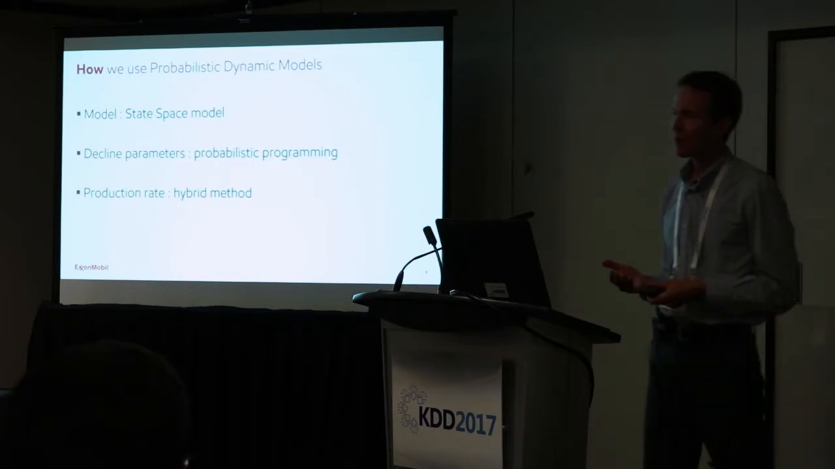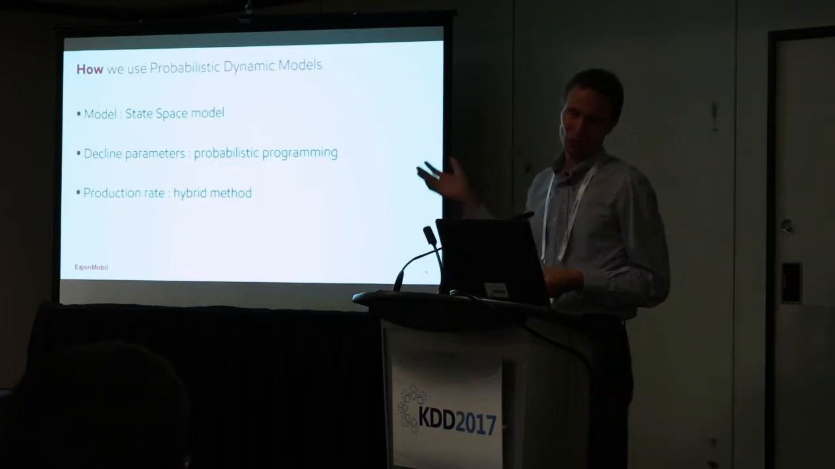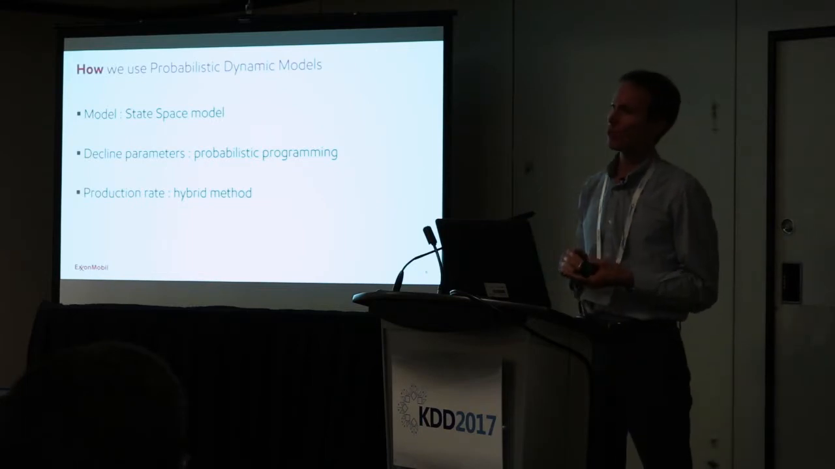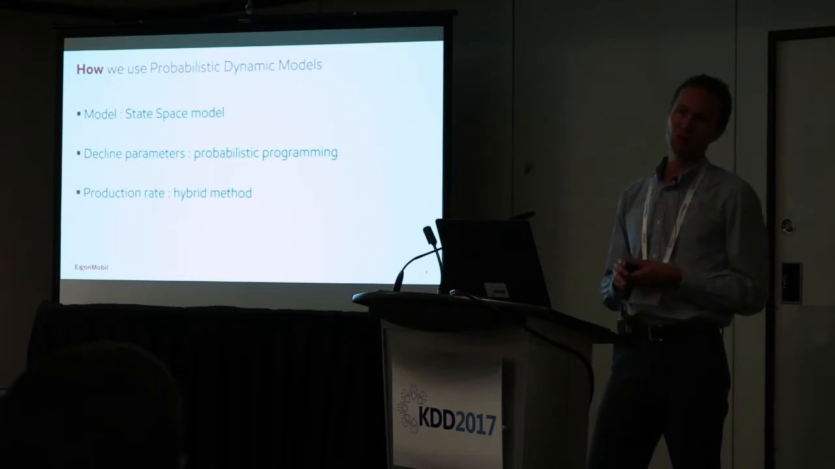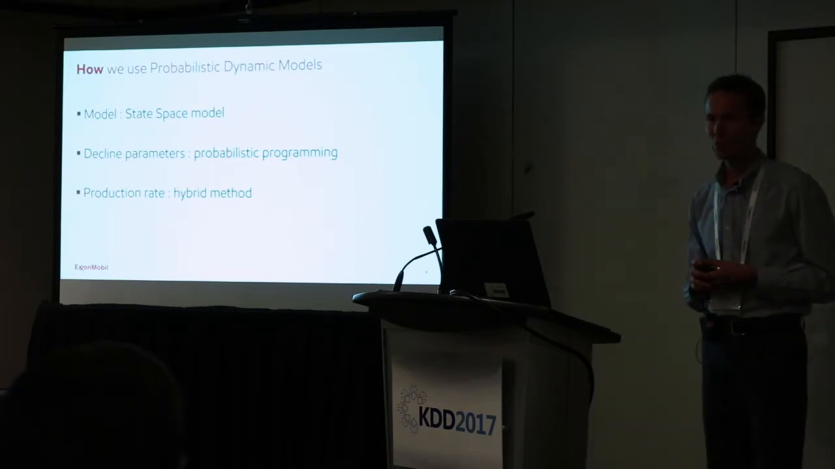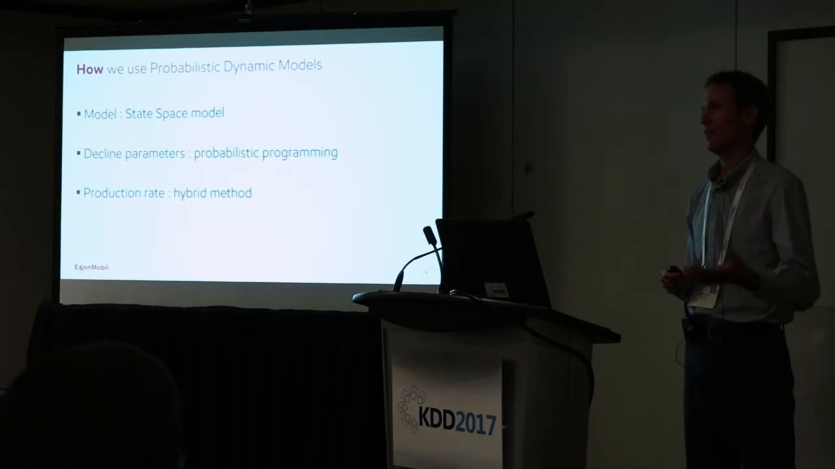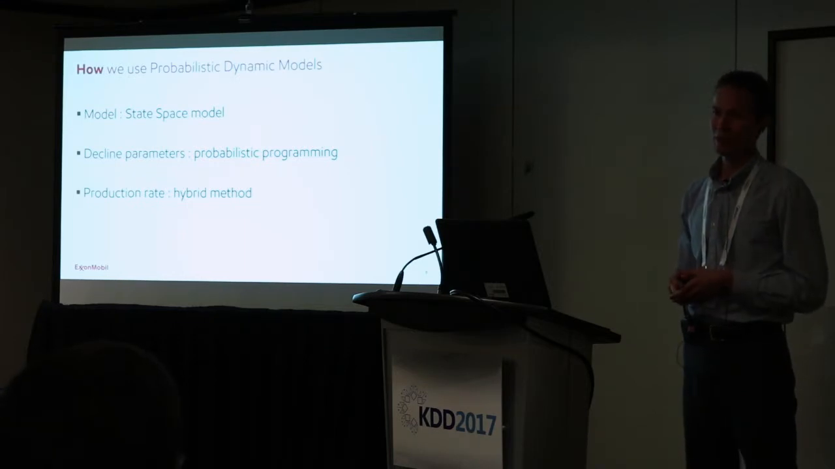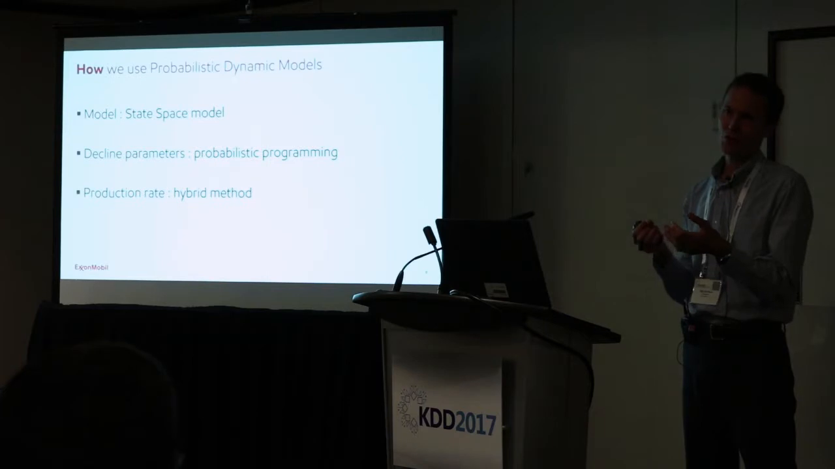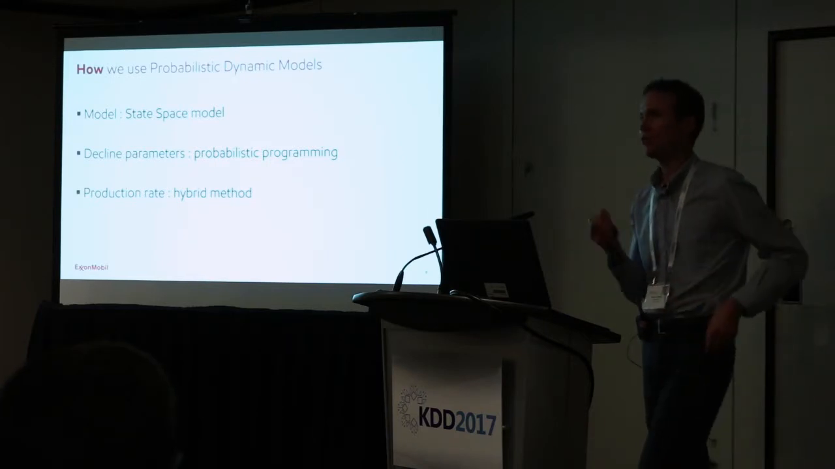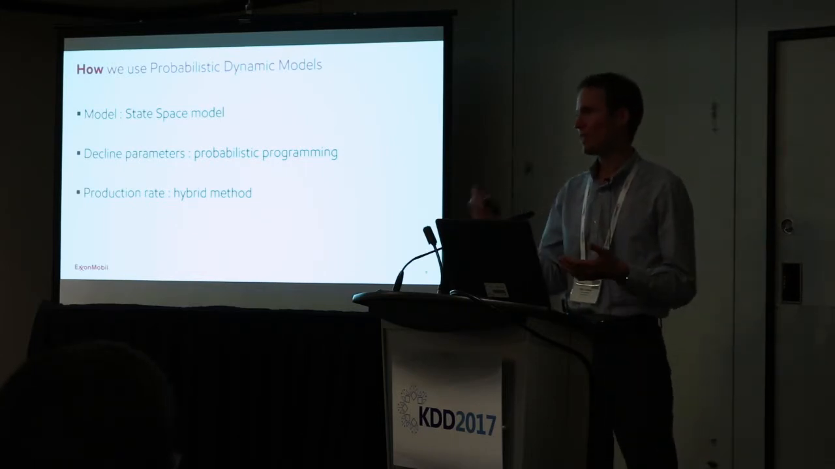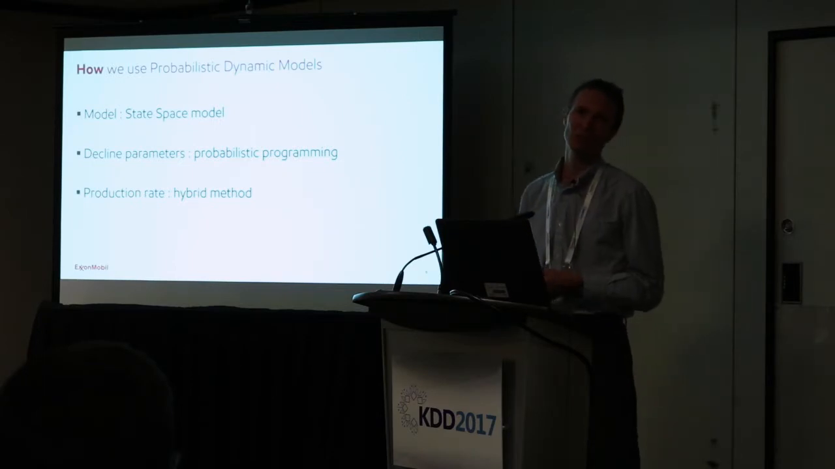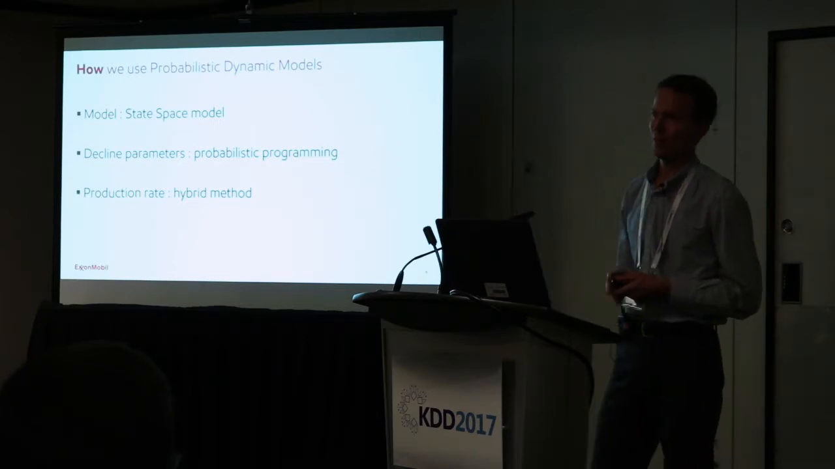So how did we implement it? I will go into these in more detail, but on a high level, we use a state space model for the dynamics. We estimate the decline parameters using probabilistic programming, and the production rate using a hybrid method that I will describe later. We made this split because doing everything combined in a probabilistic program would lead to too high computational load. Remember, we have these thousands of wells, so we cannot afford waiting for minutes to get an answer from a very big problem.